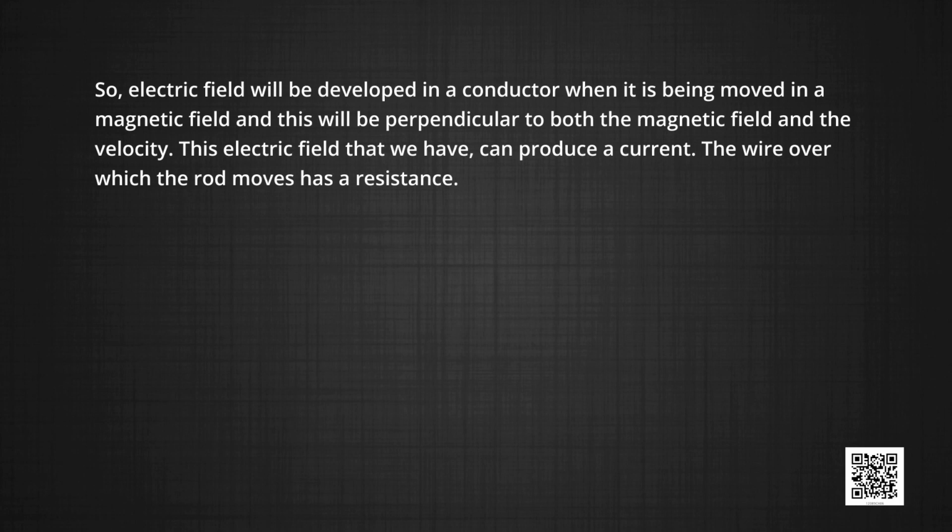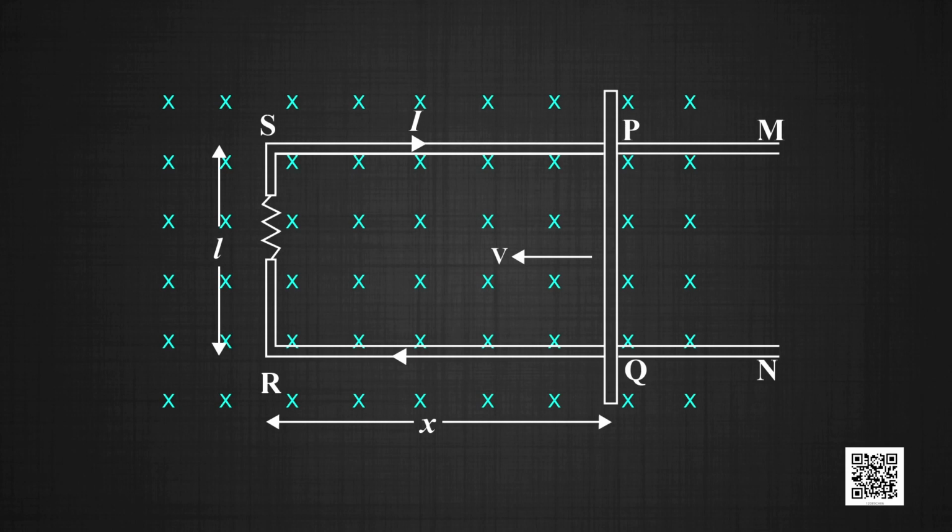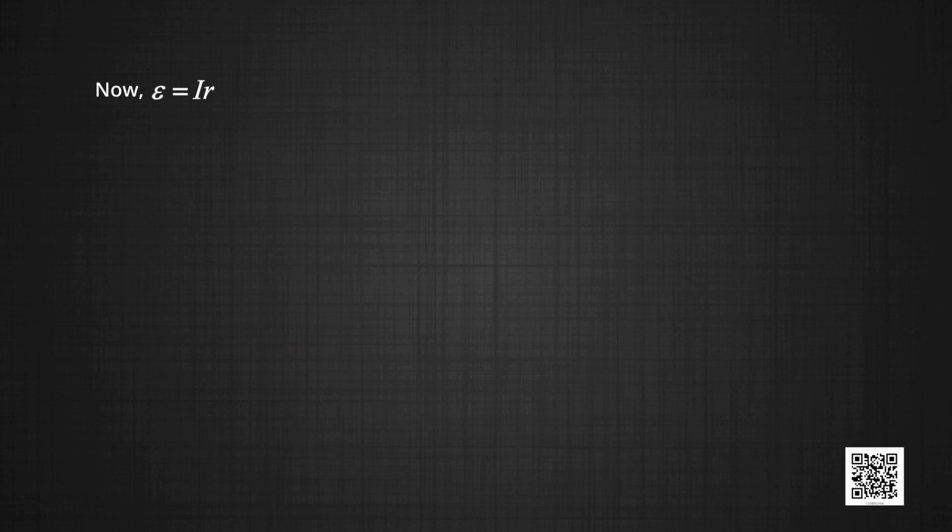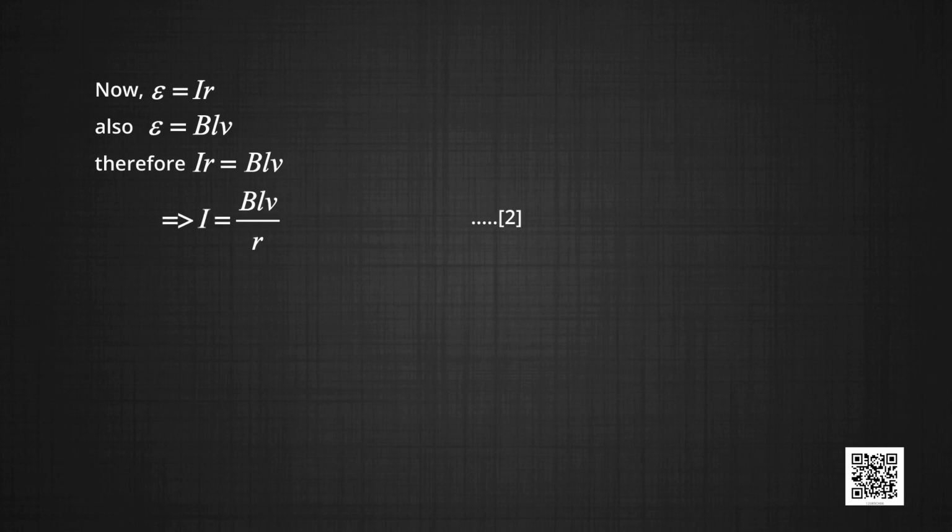This electric field that we have can produce a current. The wire over which the rod moves has a resistance. Let us draw this in the diagram. Now, EMF E is equal to I into R. Also, E is equal to BLV. Therefore, I into R is equal to BLV, and I is equal to BLV by R.